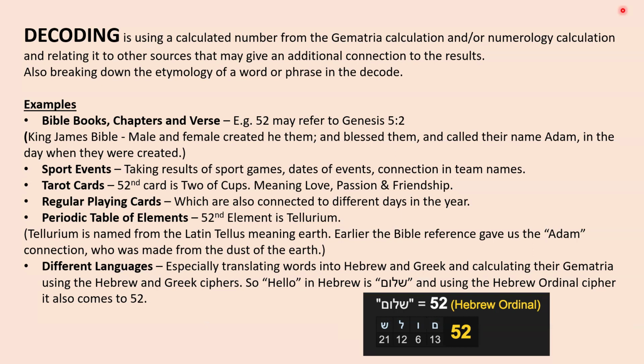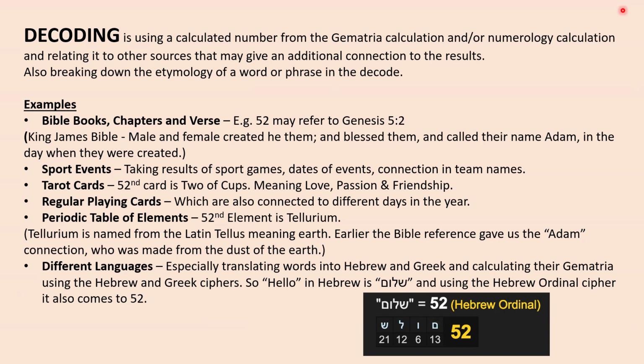So actually 5:2 in the King James Bible reads, "Male and female created he them, and blessed them, and called their name Adam in the day when they were created." Sports events: taking results of sport games, dates of events, connections in team names, players' numbers, etc. Tarot cards, just using the number 52 again. The 52nd card is the Two of Cups in tarot, meaning love, passion, friendship.